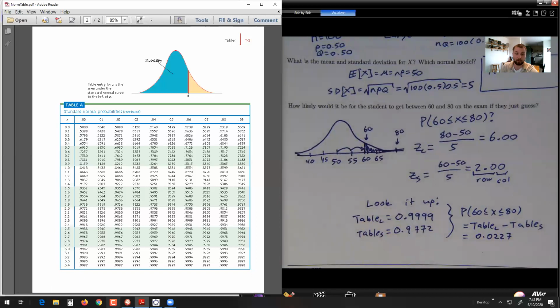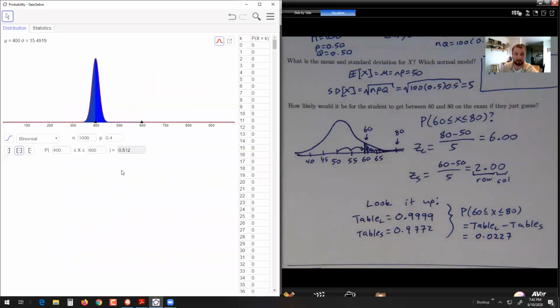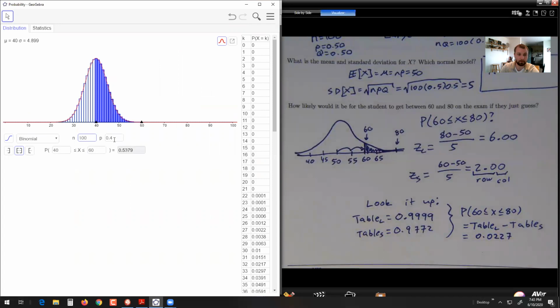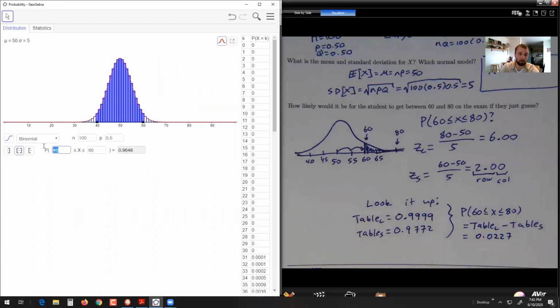Let's pull up GeoGebra and see how close that actually is if I'm dealing with a 100 question true false, 50% as my success rate, and it's between 60 and 80. So I thought it was 2%. It's actually 1%. I'm within 1%. That's reasonably close. And if you're wondering, why am I even off a little bit? Do you see these blocks, how they stick out of the graph just a tiny bit?